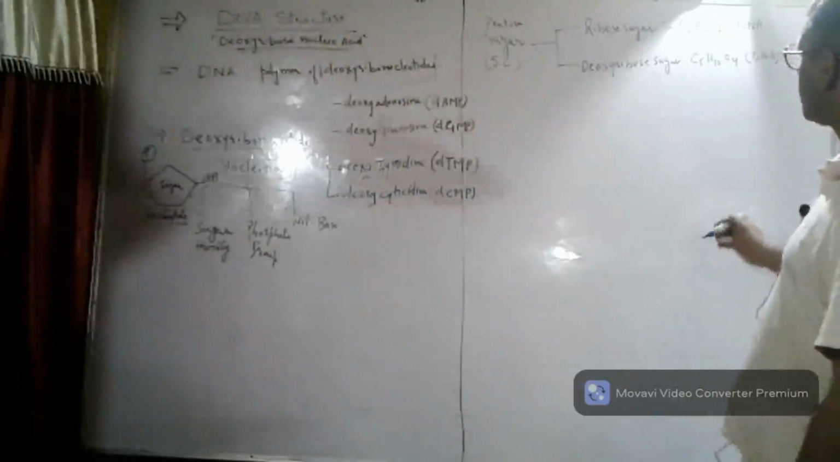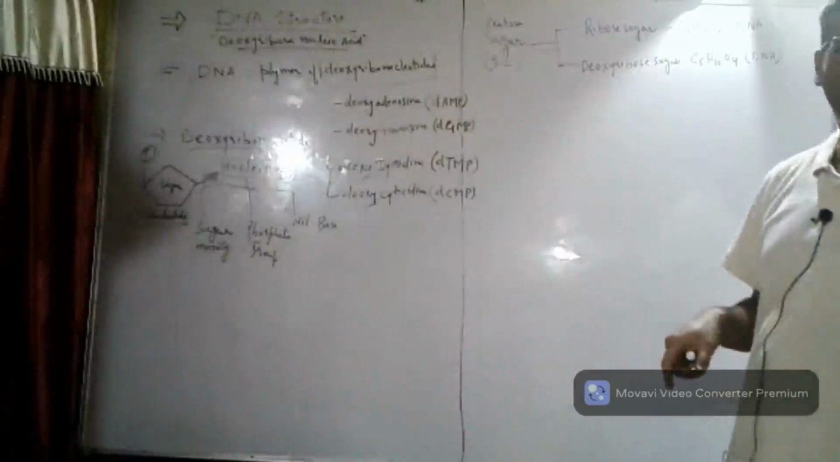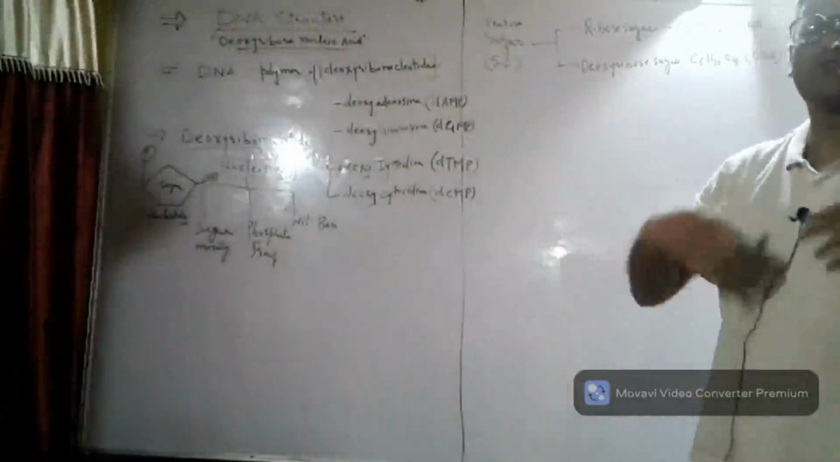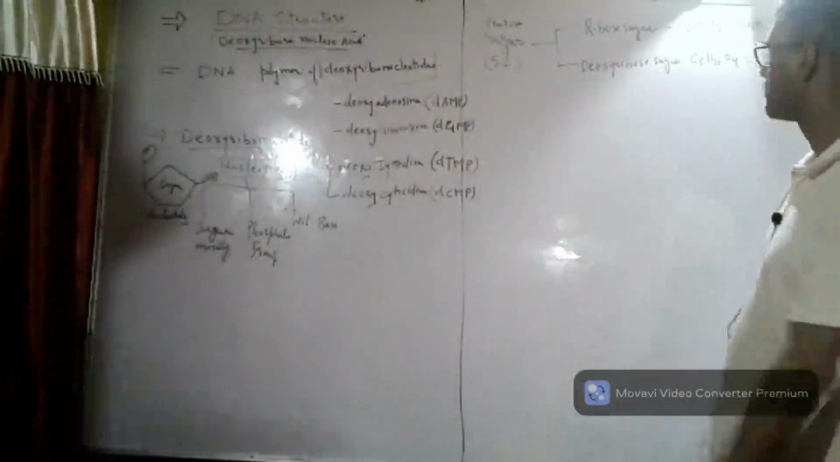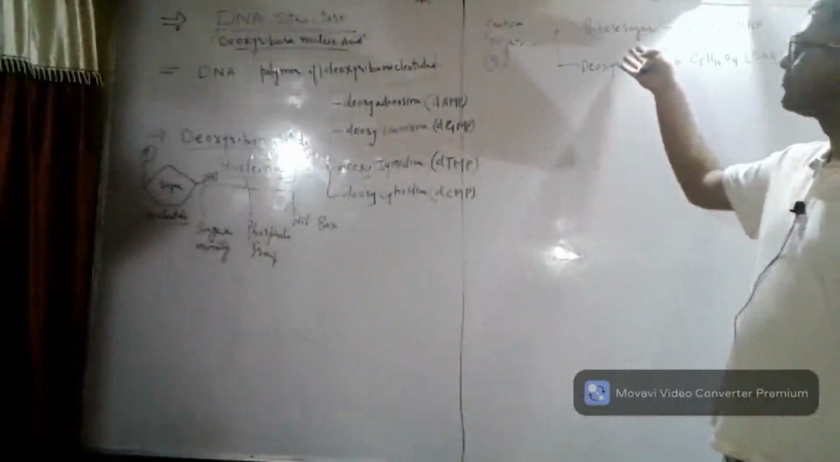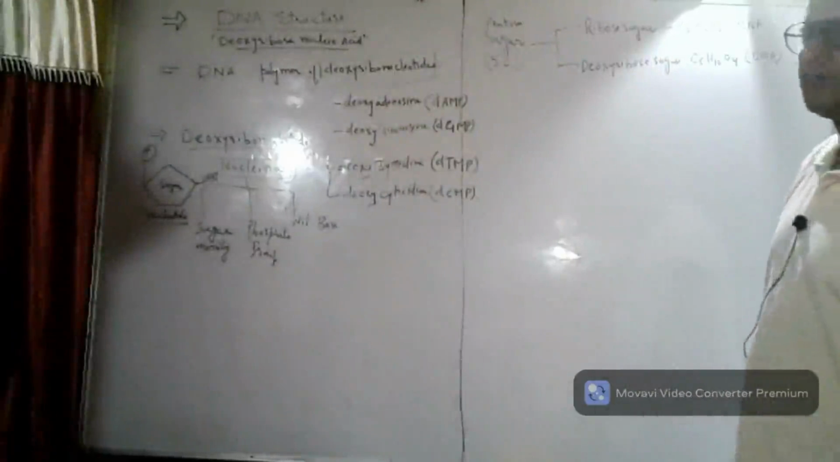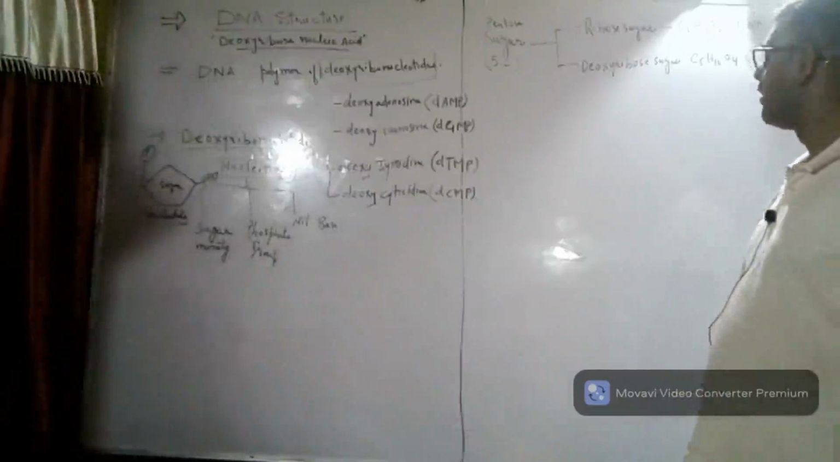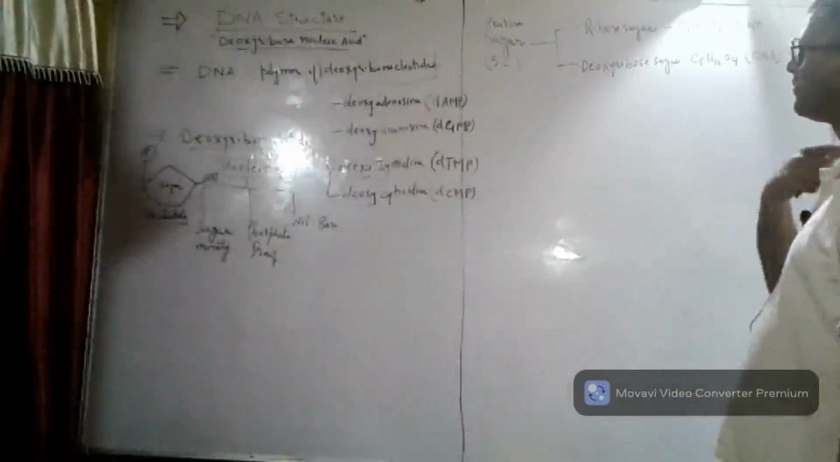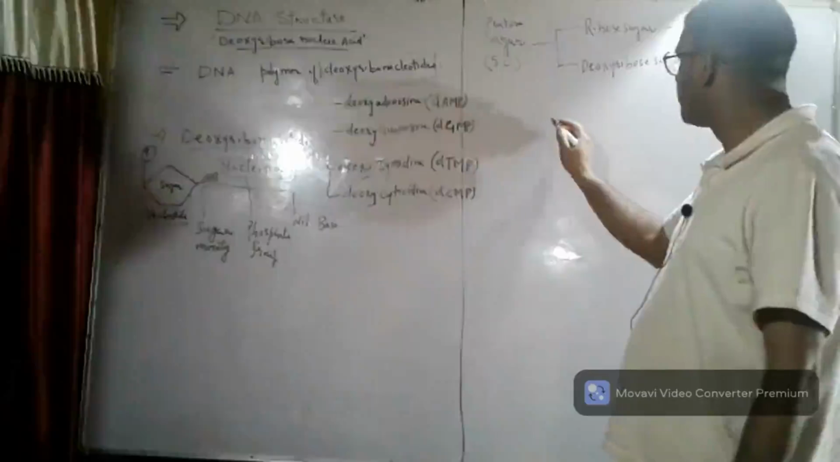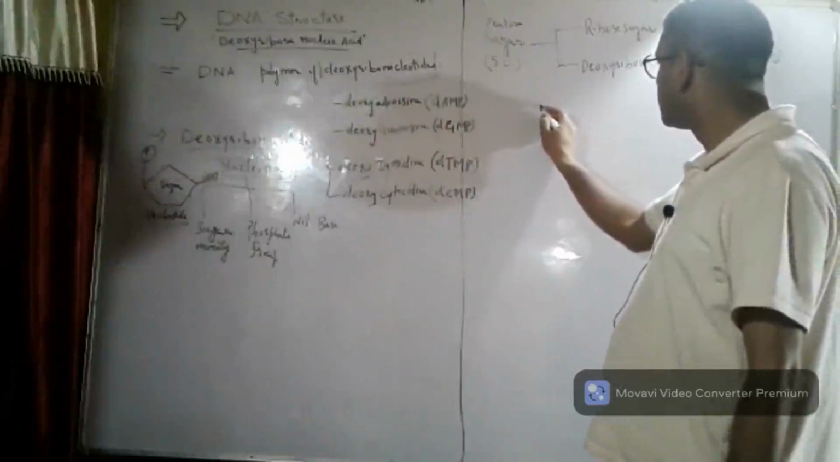Why is it called deoxy? One oxygen has been removed in the case of DNA, so it becomes deoxy. Deoxy means removal of oxygen. It is the same ribose structure, but one oxygen present at the second carbon has been removed in DNA, so it becomes deoxyribose sugar. This deoxyribose sugar is found in DNA. So we will first take ribose sugar.